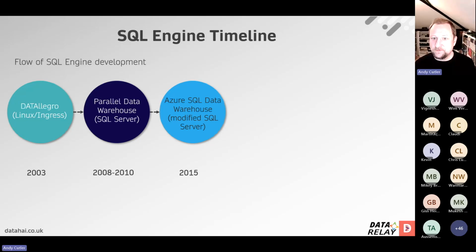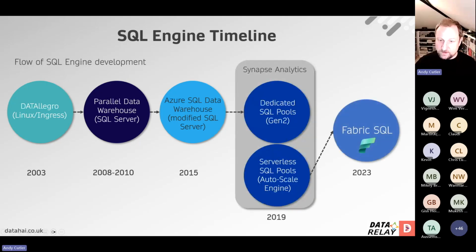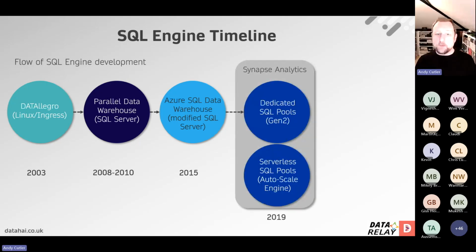So Synapse came along in 2019. So we've got about 5 years roughly between each evolution of the product. Gen 2 of Azure SQL Data Warehouse got rebranded or renamed as Dedicated SQL Pools. So my poor old Azure SQL Data Warehouse got renamed and put alongside other services. It largely remains the same. We got a new engine. We got Serverless SQL Pools.